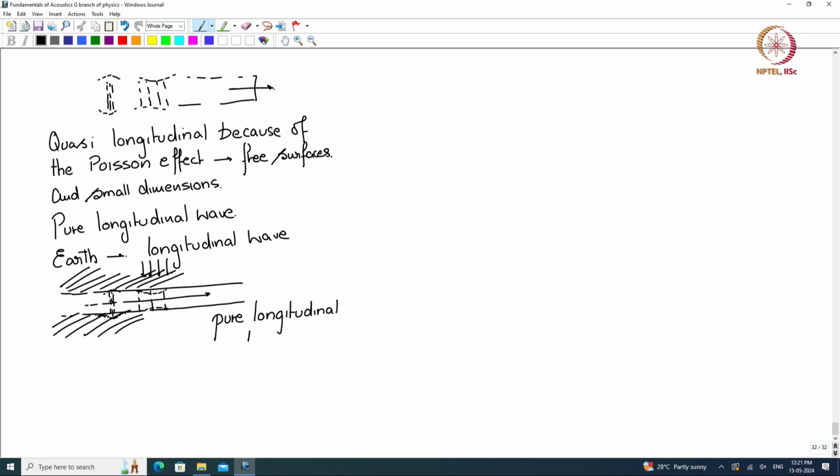Pure longitudinal wave. One can understand that the material is stiffer in this case, and so the wave moves faster. Wave speed is faster. Okay, it is faster by an amount E over 1 minus mu square as compared to E in the quasi longitudinal wave in this case. Okay. So, we will be looking at this quote unquote quasi longitudinal wave.